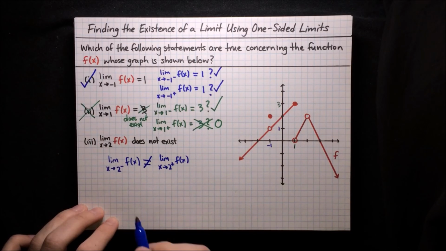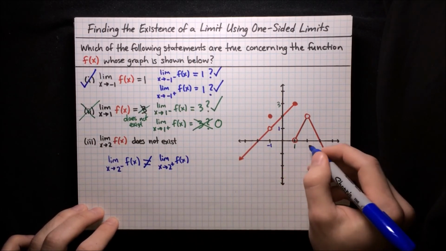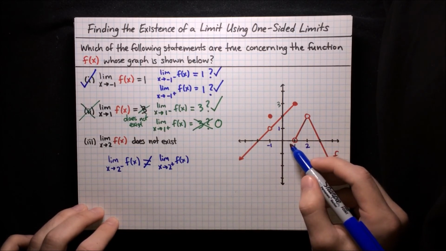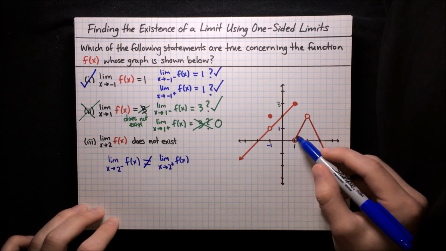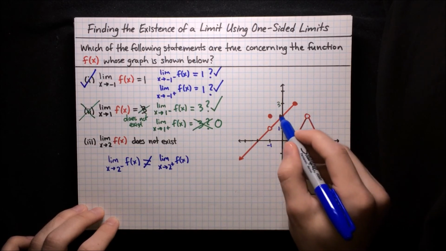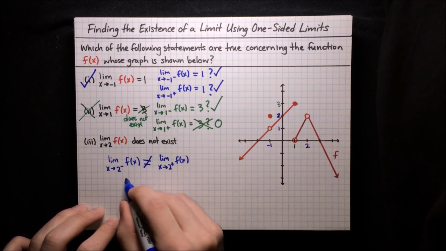So let's check. First checking the limit from the left-hand side, as x approaches 2 from the negative direction. Here is 2, and we're approaching from the negative direction, so we're starting on the left, traveling right. And what happens to the y value? Well, the y value is traveling up, up, up, up. As x approaches 2, the y value is approaching 2 as well. It's that point right over there. So this limit is 2.